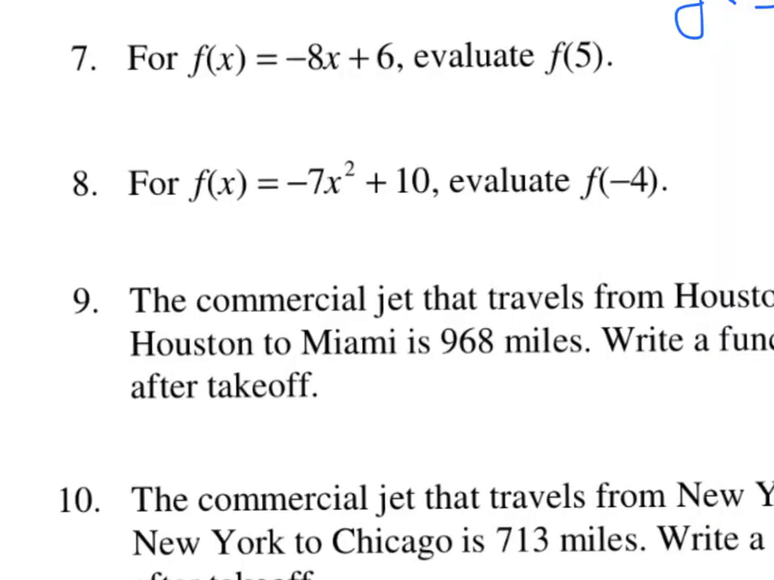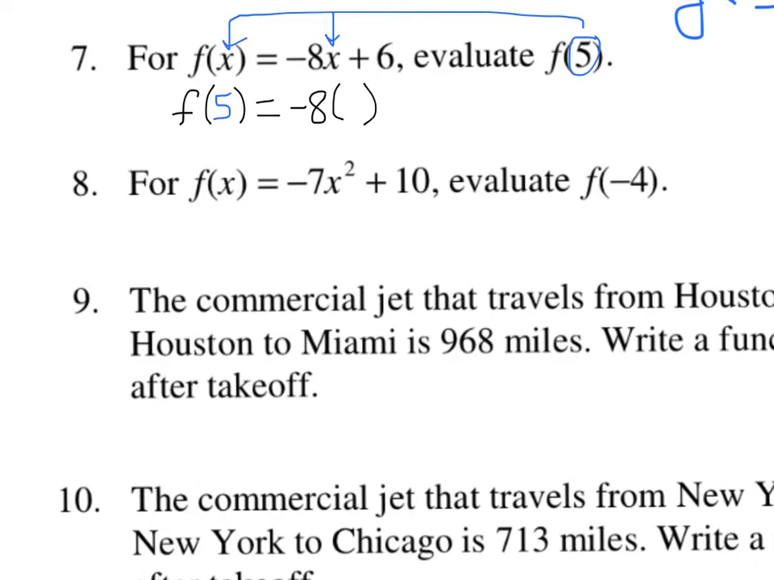To evaluate the function, we're just going to take the 5 and plug it in for x. So we are going to write f of 5 equals negative 8 times 5 plus 6. And then we calculate that out. Negative 8 times 5 is negative 40, and negative 40 plus 6 is negative 34.